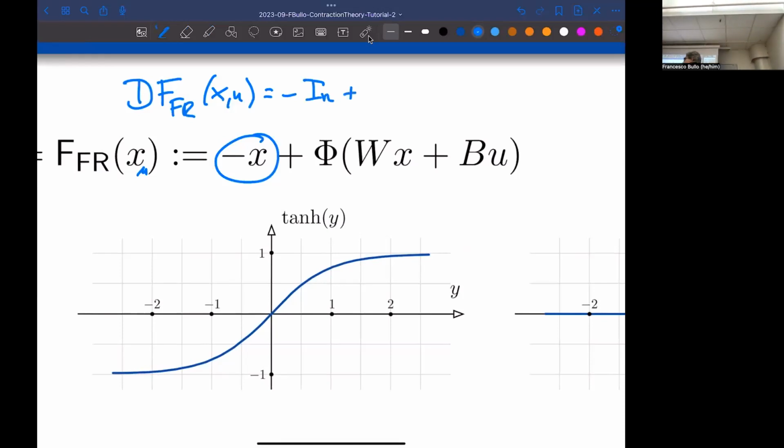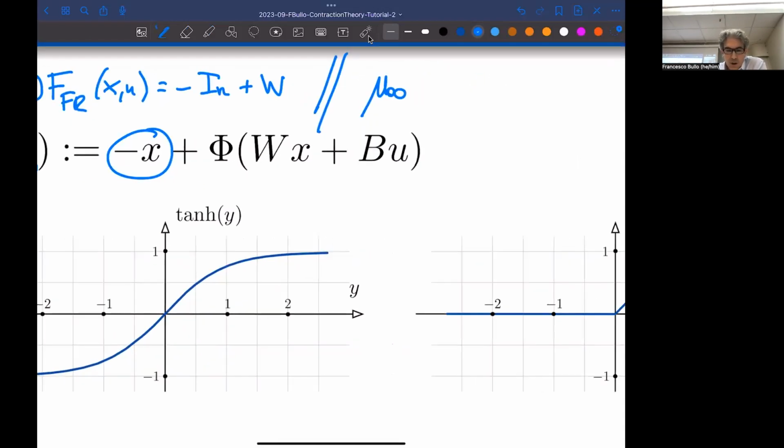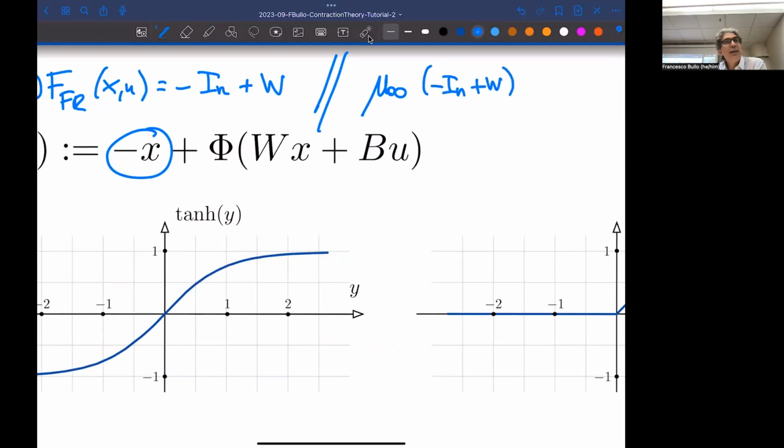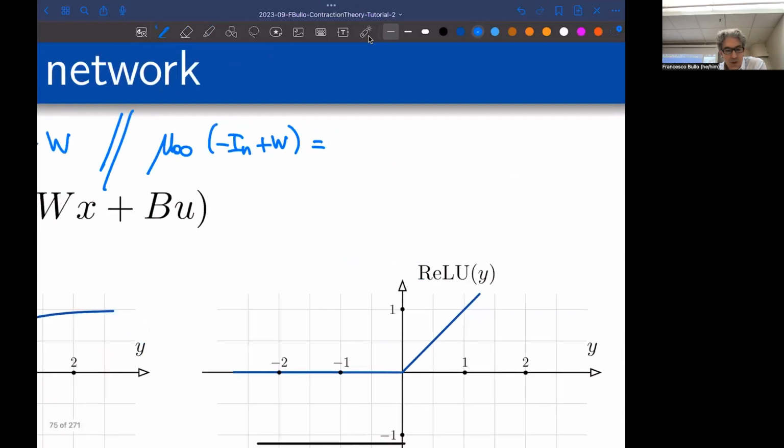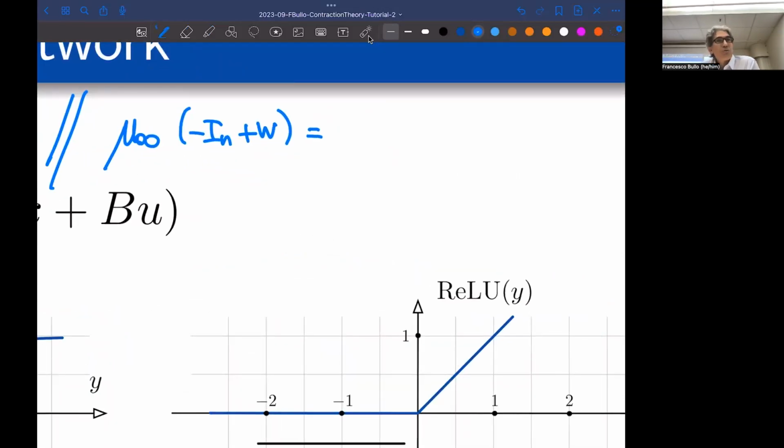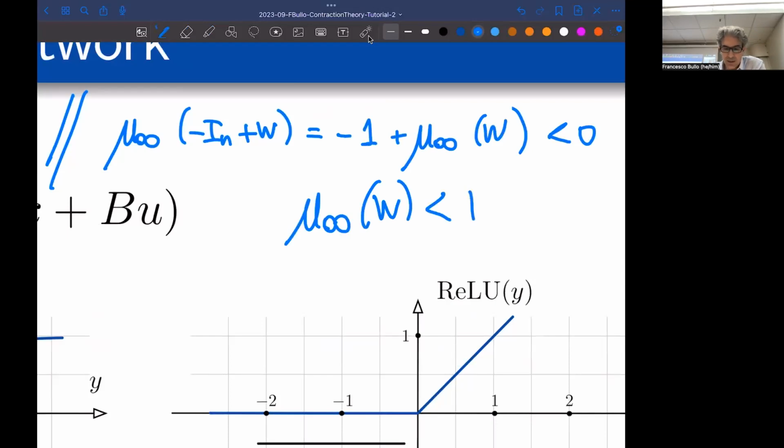Now, for a second, allow me to take the identity as activation function. I'm not even going to do any calculation. I just imagine that phi of an argument is equal to the argument. So just keep it super simple. Then the Jacobian is going to be W. So if I want mu infinity of minus identity plus W, what is that equal to? Remember, the properties of the log norms are the properties of the real part of a complex number. If you add 1 to a complex number and ask what is its real part, it's going to be 1 plus the real part of the complex number. This is called the translation property of the log norm. So this is equal to minus 1 plus the log norm of W. And if you want this to be less than 0, you're asking for mu infinity of W to be less than plus 1.